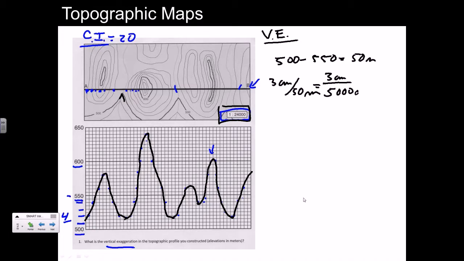So this becomes 5,000 centimeters. Okay, and if we simplify that, divide the numerator by 3 because we want that to be 1. Divide the denominator by 3. We've got to do the top and bottom in the same way. We end up with something that looks like this: 1 to 1,666. That's my vertical scale.